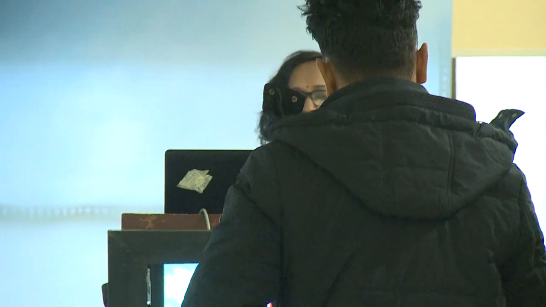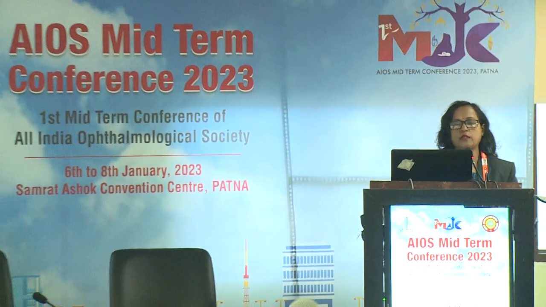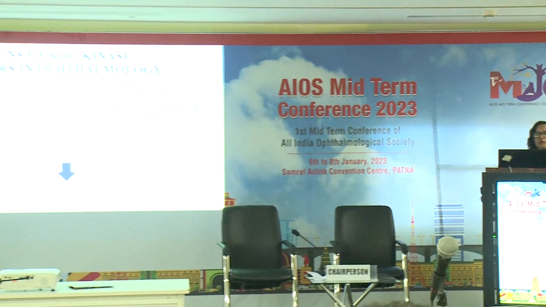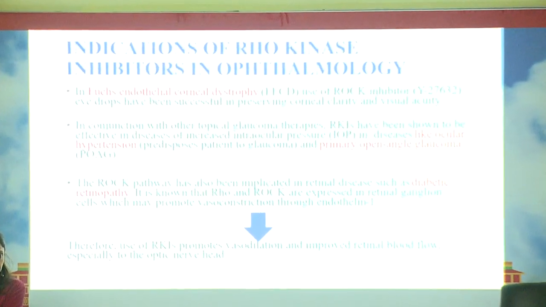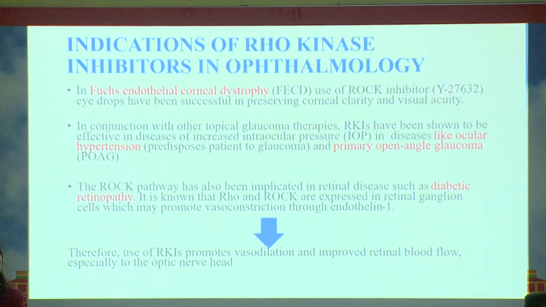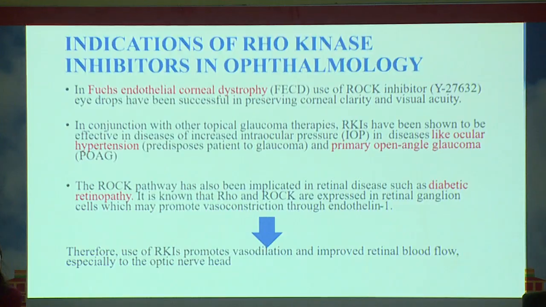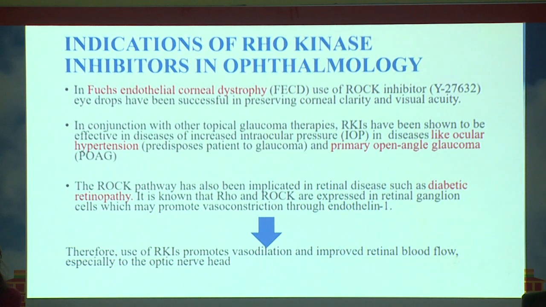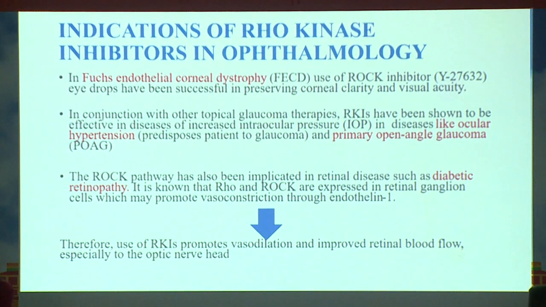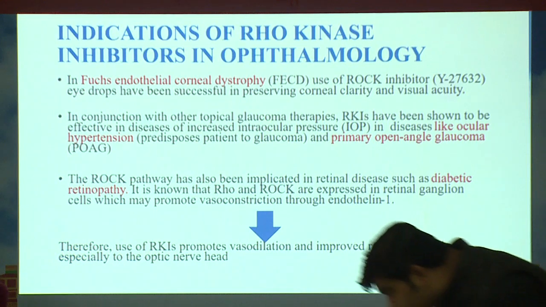So, this is the metabolic pathway of ROCK kinase. So, indications of ROCK kinase inhibitors in ophthalmology. In Fuchs endothelial corneal dystrophy, use of ROCK inhibitors, eye drops, has been successful in preserving corneal clarity and visual acuity. In conjunction with other topical glaucoma therapies, ROCK kinase inhibitors have been shown to be effective in diseases of increased intraocular pressure like ocular hypertension and primary open-angle glaucoma.